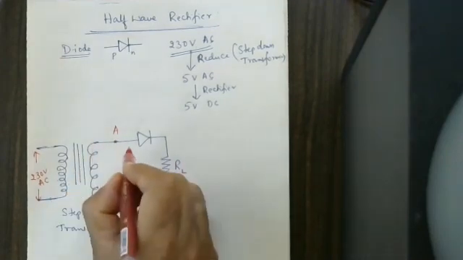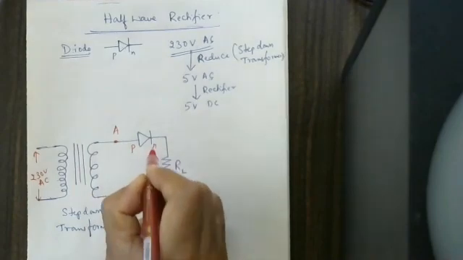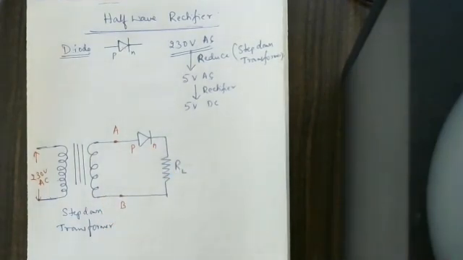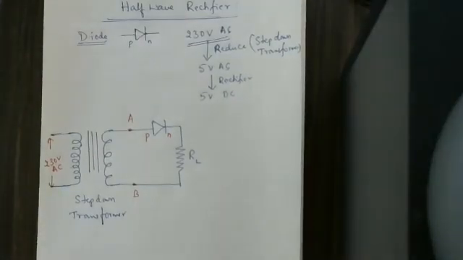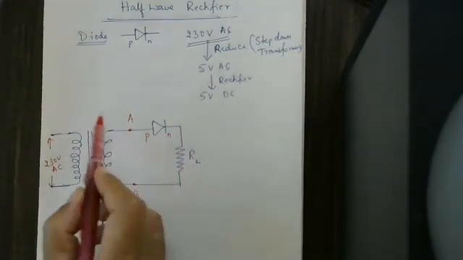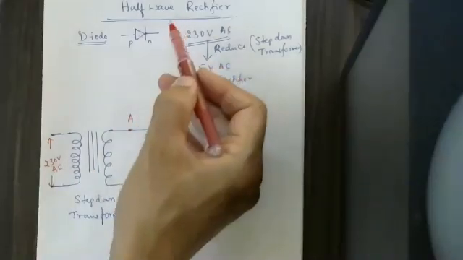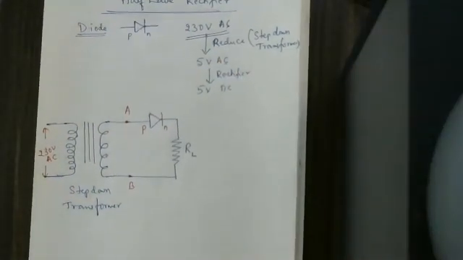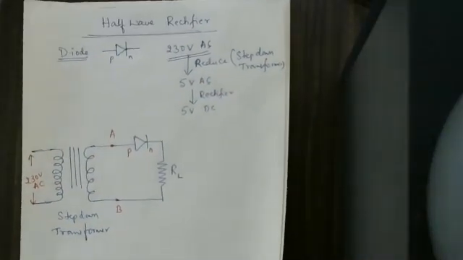This is P. This is N. This is the circuit idea, the circuit concept. If you write this much, you will get 1 mark under the half wave rectifier. This is the way we put the scheme of evaluation.